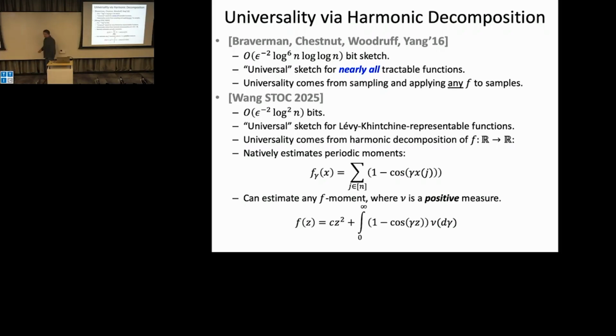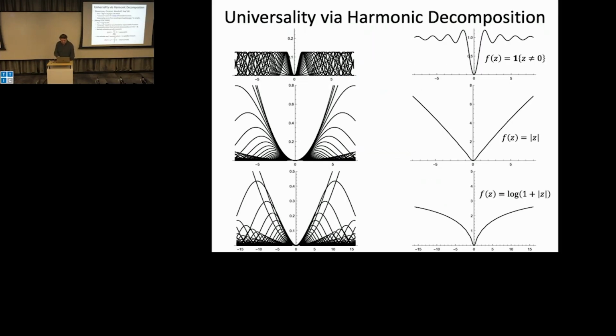I won't say too much about that, but here are some really nice, pretty pictures from his other paper. If you want the function that is 1 outside of 0, the indicator function here, then we can represent it arbitrarily finely with this 1 minus cosine basis. Absolute value, you can do another cosine decomposition. Log 1 plus absolute value of z, same thing.